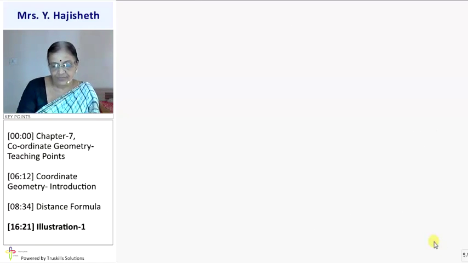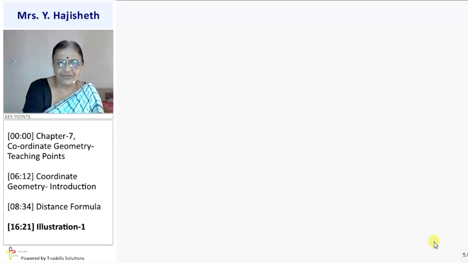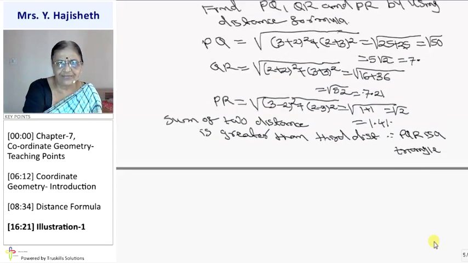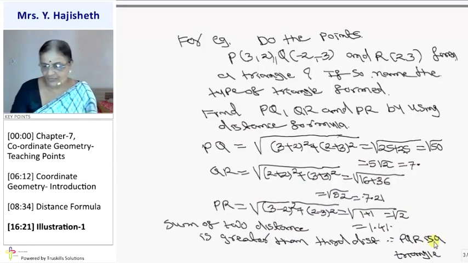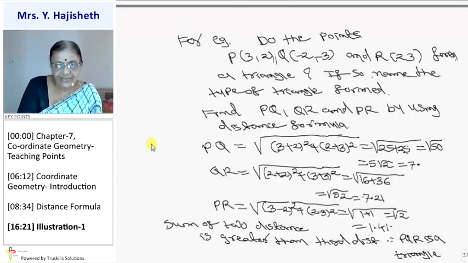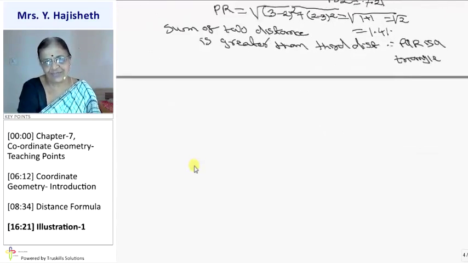Second question: what type of triangle is this? What can you say? All three sides are unequal. So what type of triangle is this? It is a scalene triangle. All three sides are unequal, so it is a scalene triangle.